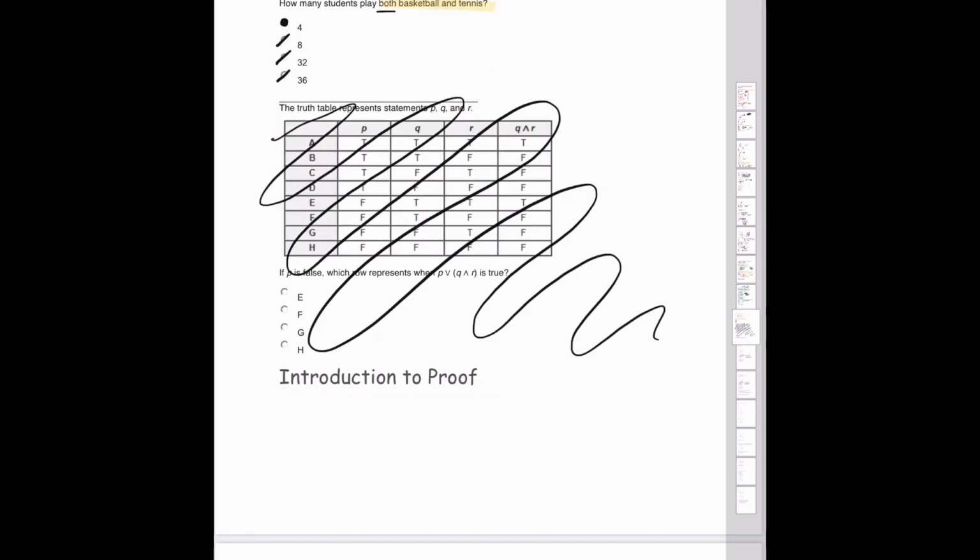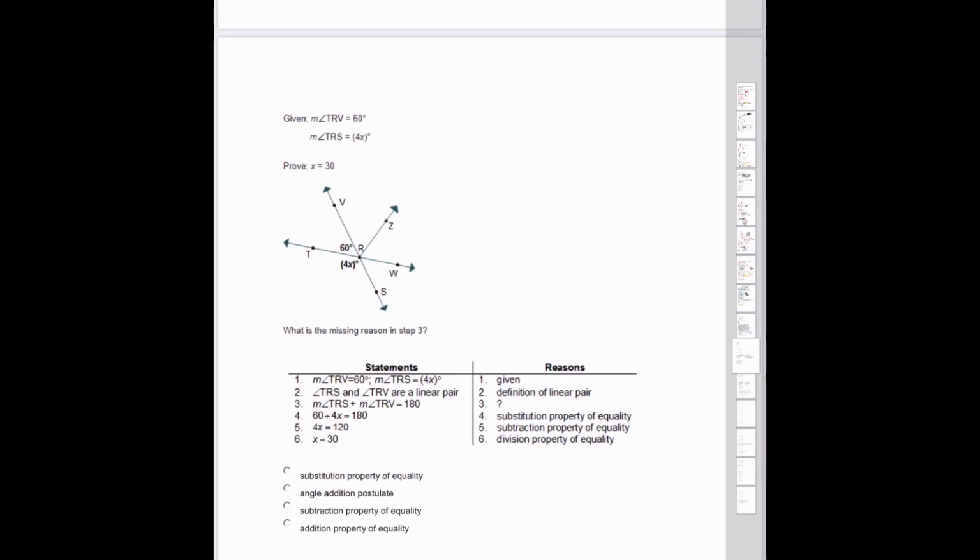We are going to disregard the last questions, as you will not see these types of truth tables on your Unit 1 exam to prove. Here we see a 2-column proof. We know that this proof is 2 columns because it contains a statements column and a reasons column, making it a 2-column proof. This question is asking us to identify what is the missing reason in step 3.